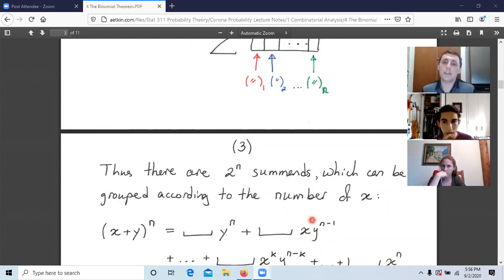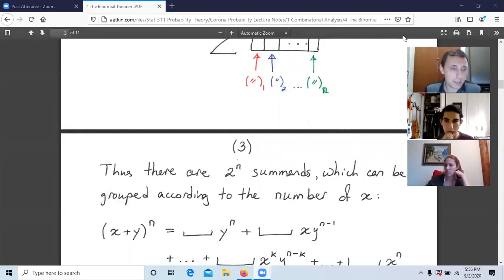Notice the x, you might think about it this way. It's simplest to focus on the x, right? Because what does x times y to the n minus 1 mean? It means that one parenthesis contributed x, and all the remaining parentheses contributed a y. That's the only way that could have appeared.